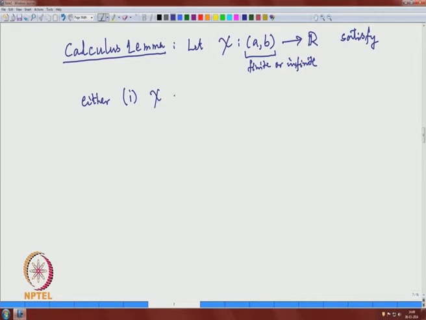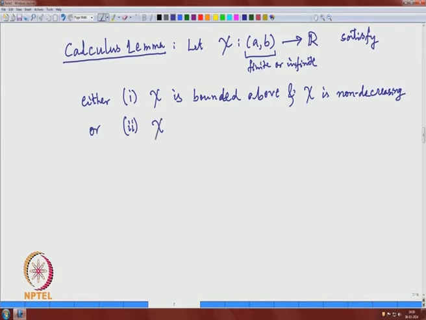Chi is bounded above in that interval, and chi is non decreasing. Or chi is bounded below and chi is non increasing.